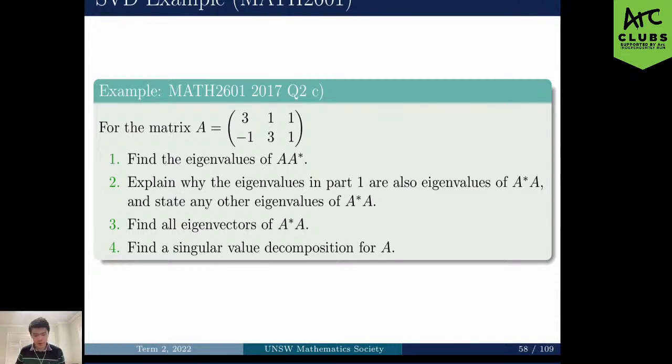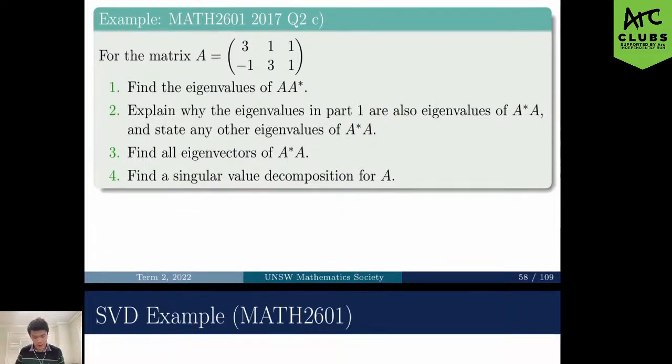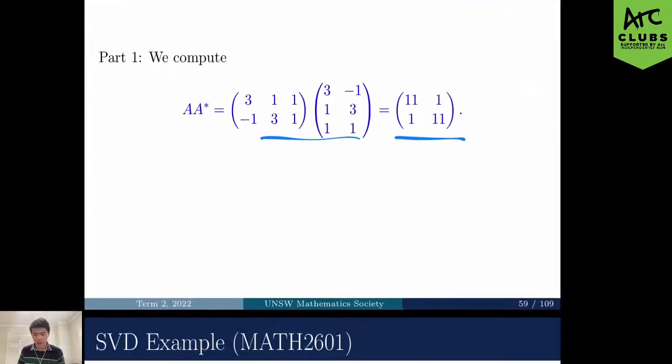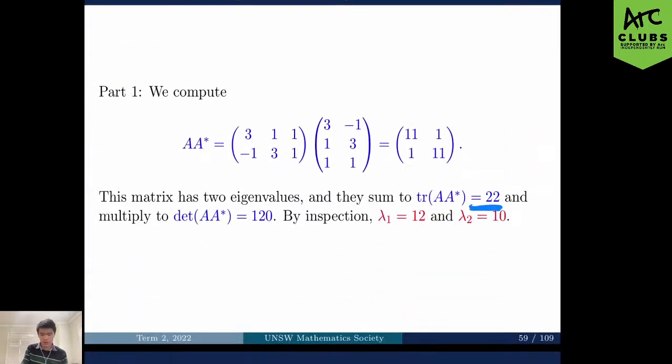Okay. So in this example, which we'll go through, we won't go through all the algebra because we've done this stuff already, but find the eigenvalues of A A transpose. Well, just calculate it. Hopefully we're all okay with using the trace. The trace is 22. The determinant is 120. By inspection, 12 and 10.